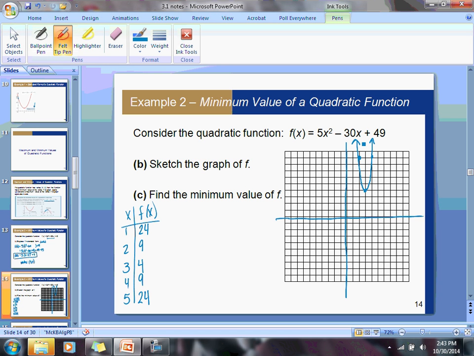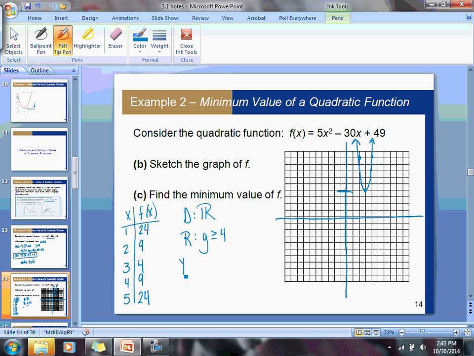So I made my graph. Now, before I completely walk away from the graph and before I do my minimum and maximum value, I'm going to talk about my domain, which again is going to be all real numbers. My range: here my graph doesn't go below 4 on the y-axis. So I'm going to have y is greater than or equal to 4 for my range.